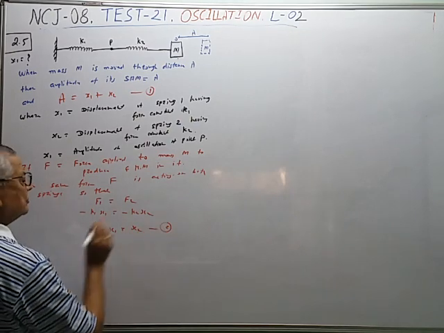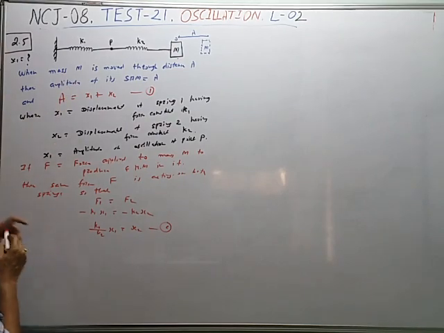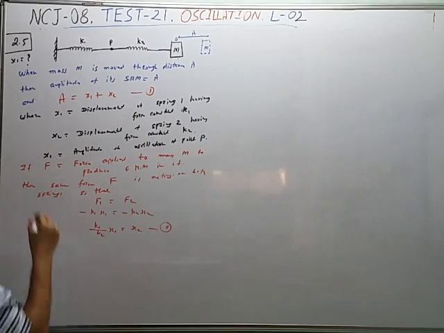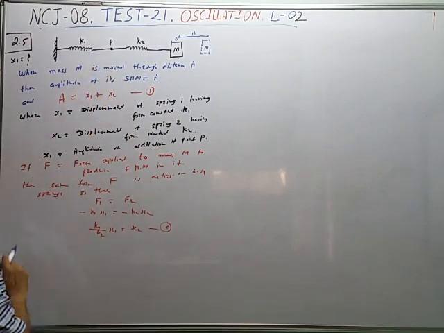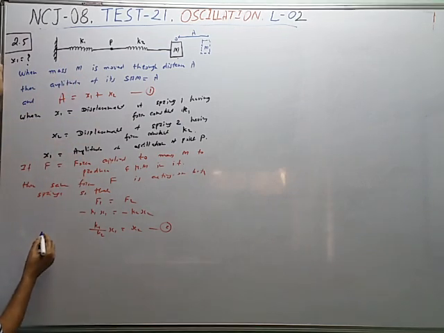This is equation 2. So put this value of X2 here. The force constants of the two springs are different, therefore X1, X2 will also be different.